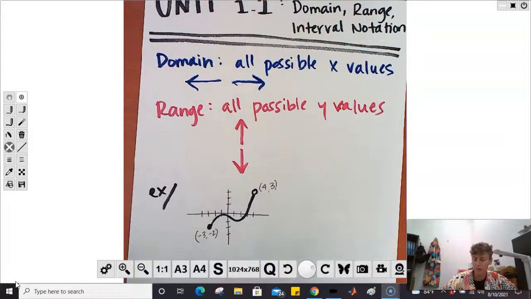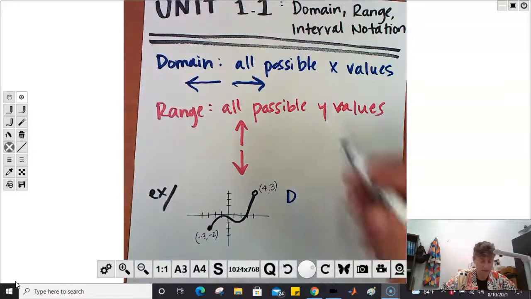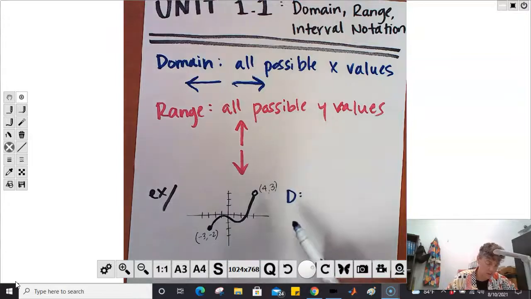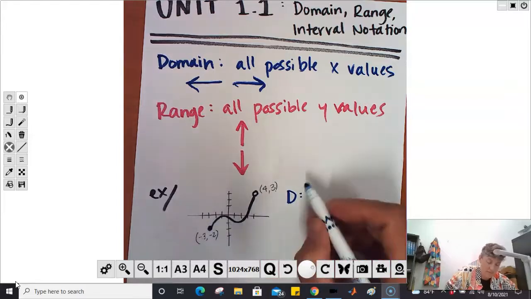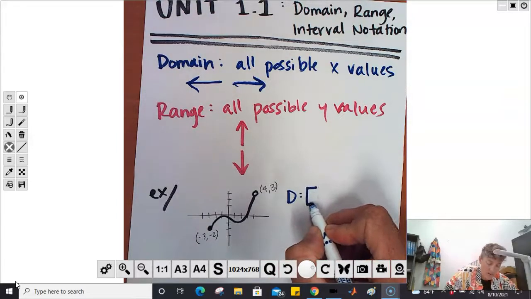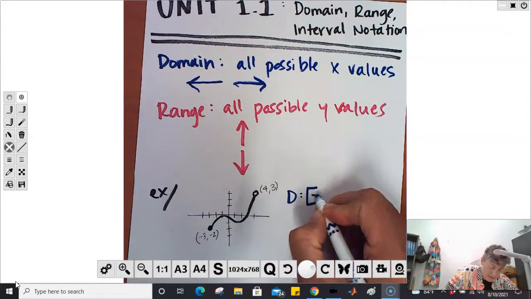Okay, so we're going to find the domain and range of this goofy little function I've drawn here. Domain, we said, were all the possible x values. The domain of this function, which we're just going to abbreviate with a D: how far to the left does it go? The leftmost point, its x value is -3. And we have a closed circle here, meaning we actually do touch this point. So here I'm going to put a bracket, because I actually touch it.